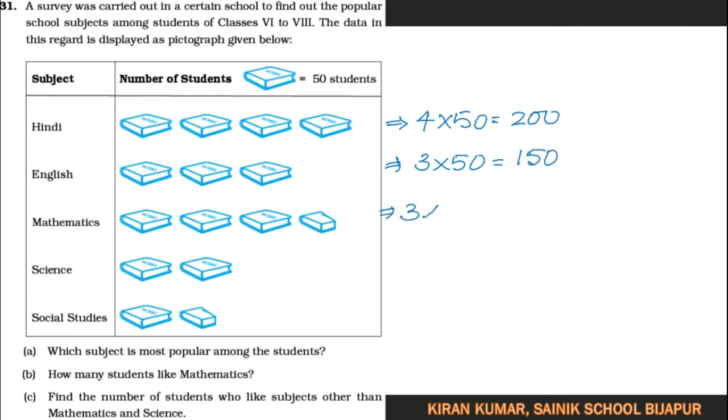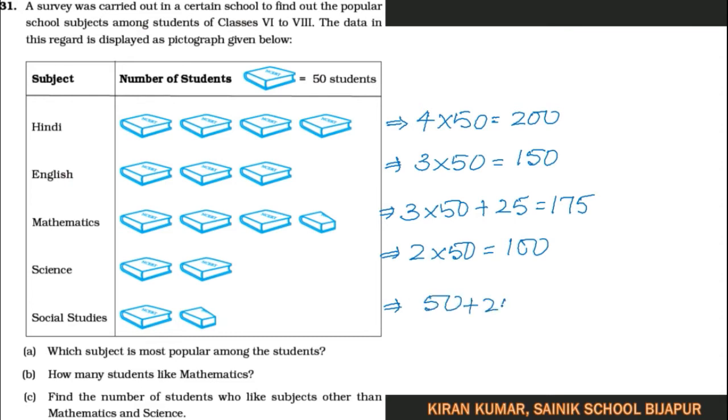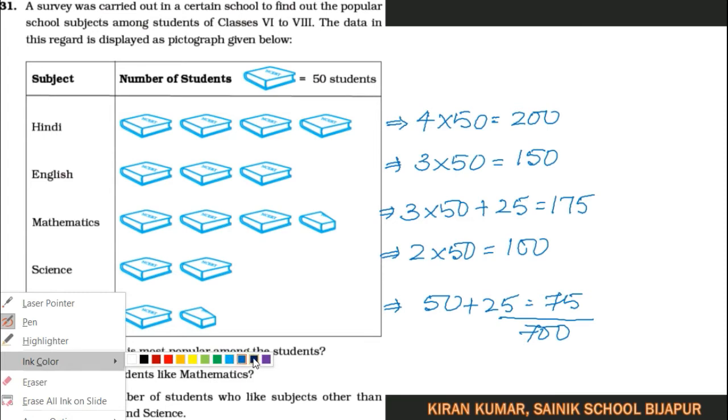For maths, there are 3 full and 1 half, so 175. For science, it is 2 full books, it is 100. For social science, it is 50 plus 25, 75. Let's do the total. 200 plus 150 plus 175 plus 100 plus 75 is 700. Now let's answer the questions here.